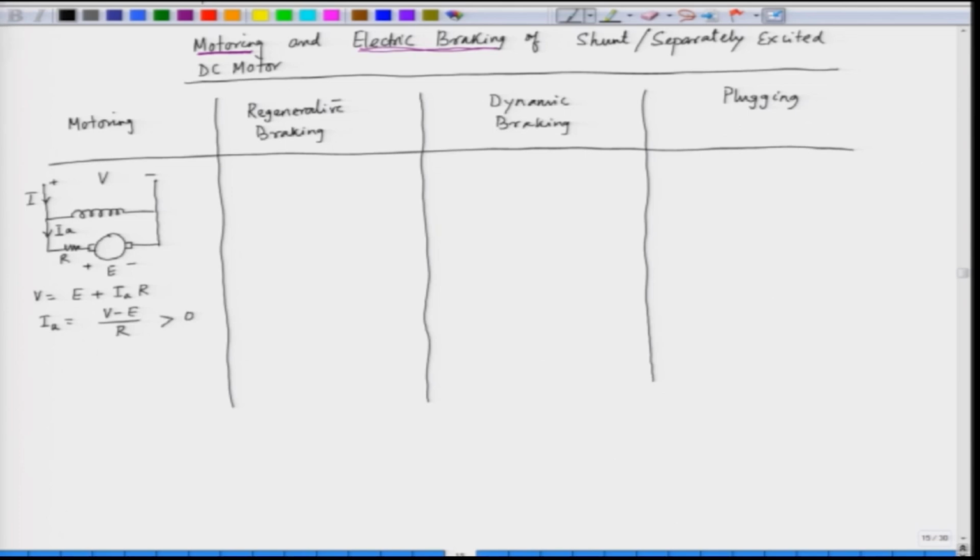If we simplify this, we also write E is equal to V minus I A into R, and from this equation we have already seen that omega m is equal to V by k phi minus T r by k phi square. So, this is the characteristic of a separately excited DC motor.